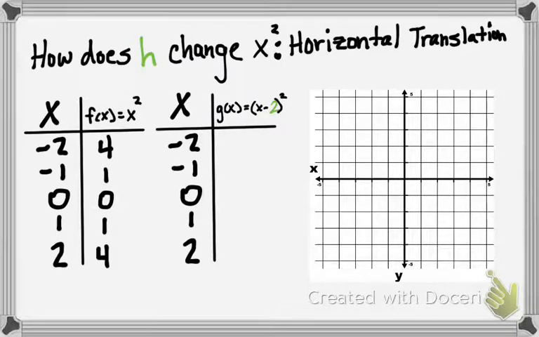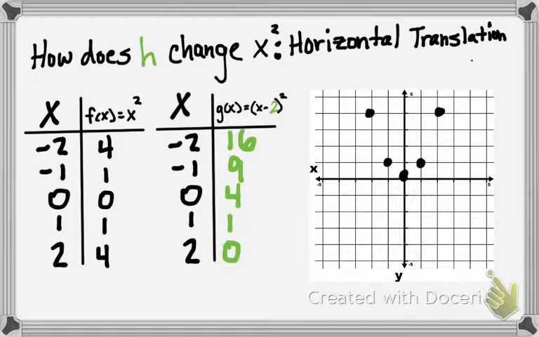Now, in the new situation, when I plug in x, if I have negative 2 minus 2, that's going to give me negative 4. Negative 4 squared is 16. Negative 1 minus 2 is negative 3. Negative 3 squared is 9. 0 minus 2 is negative 2, squared is 4. 1 minus 2 is negative 1, squared is 1. 2 minus 2 is 0, squared is 0. So let's start graphing these functions.